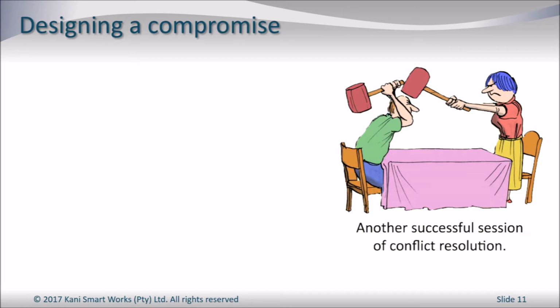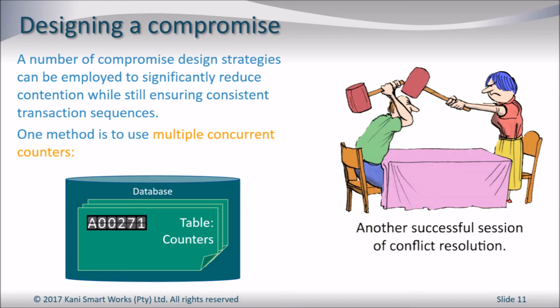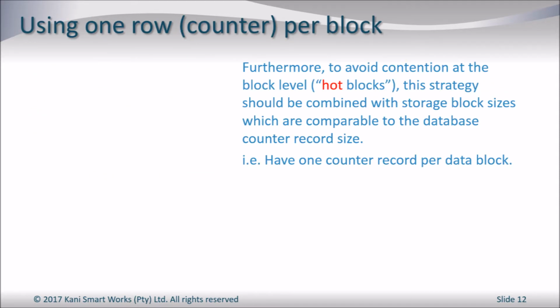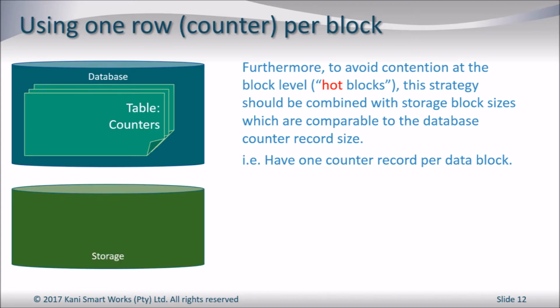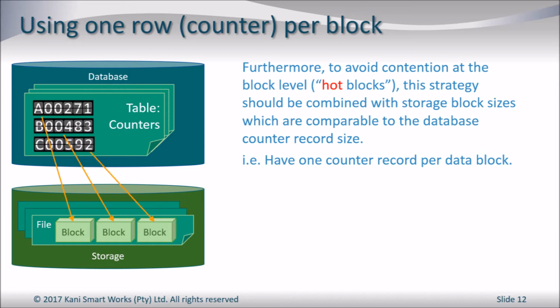So we need to design a compromise. A number of compromise design strategies can be employed to significantly reduce contention while still ensuring consistent transaction sequences. One method is to use multiple concurrent counters. This isn't sufficient by itself because we still need to avoid the contention at the block level, the hot blocks. So to avoid that contention, the strategy should be combined with storage block sizes which are comparable to the database counter record size. In other words, have one counter record per data block.